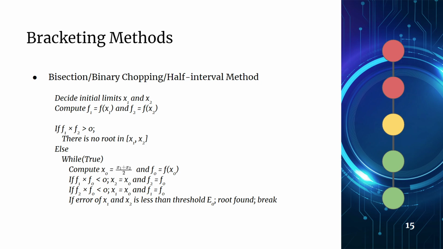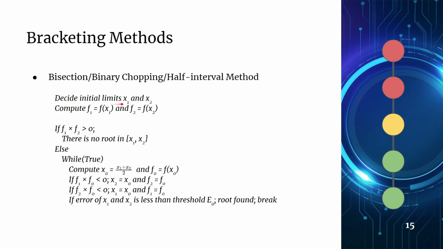As we mentioned before, bracketing methods actually require a range, and the root must remain in that range. Hence, in order for this algorithm to work, it first needs two values, which we will call x1 and x2. The most essential part is that the root remains between x1 and x2. If there is no root between x1 and x2, this algorithm will not work. Why not? We will explain this. Just stay tuned for a while.